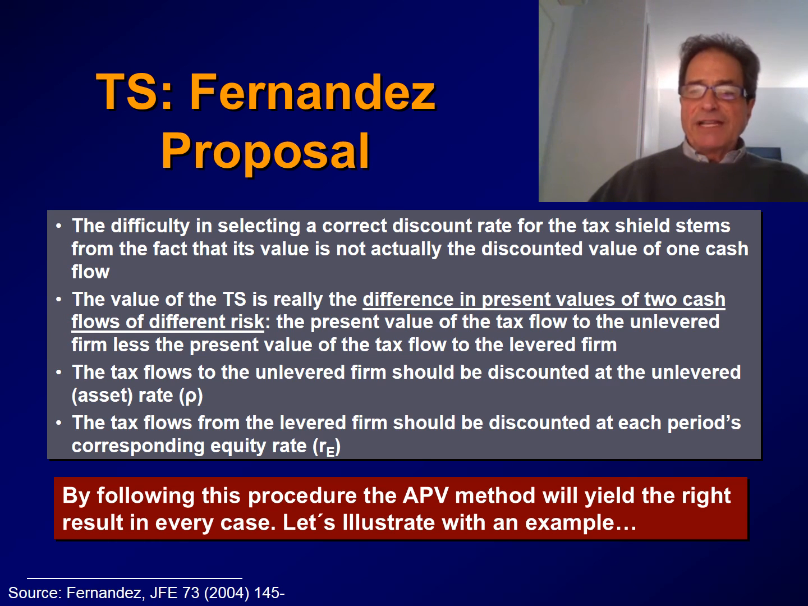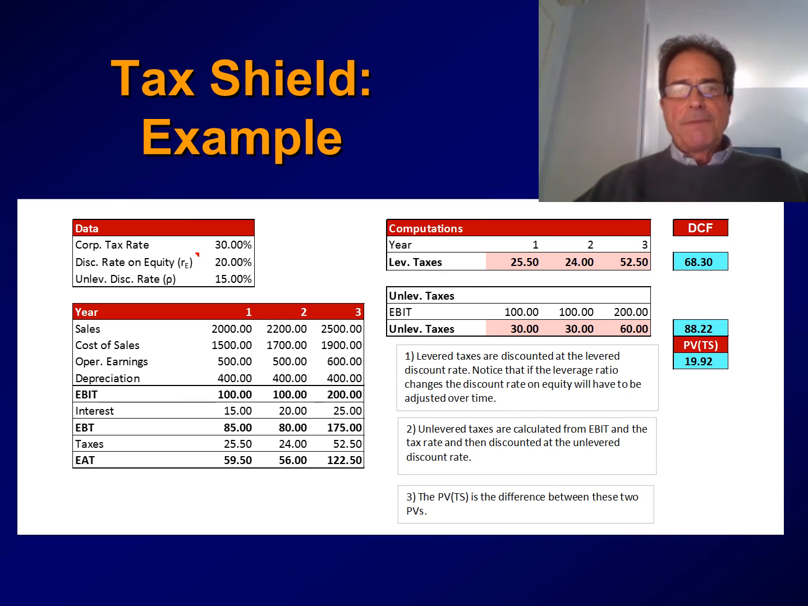Let's illustrate with an example. Imagine this firm. This company has a corporate tax rate of 30%, a discount rate on equity RE of 20%, which we are assuming constant over the horizon, and an unlevered discount rate rho of 15%. We also have the profit and loss statements for these 3 years, years 1, 2, and 3.